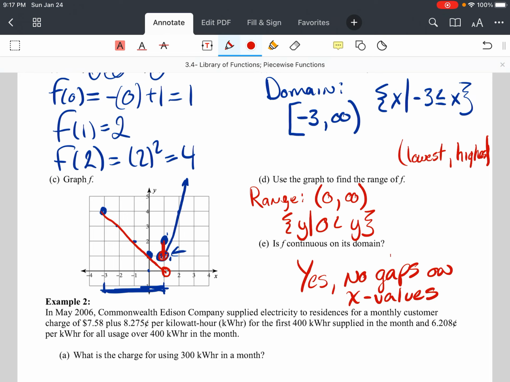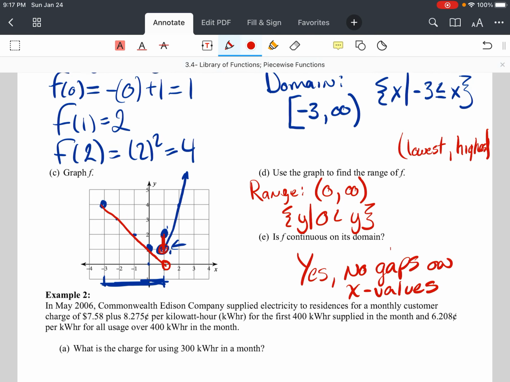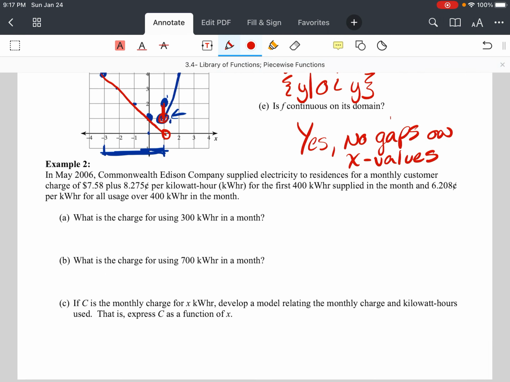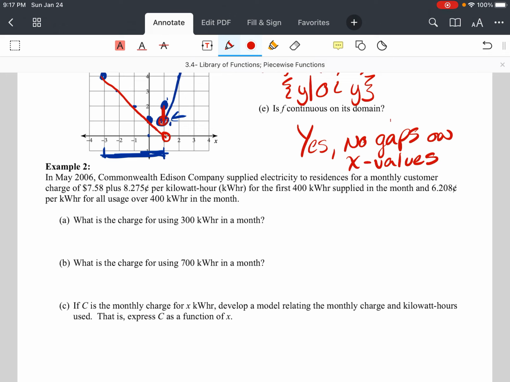on x values. So in other words, we can pick any x values greater than or equal to -3, and we'll be good. All right. So let's look at this word problem.